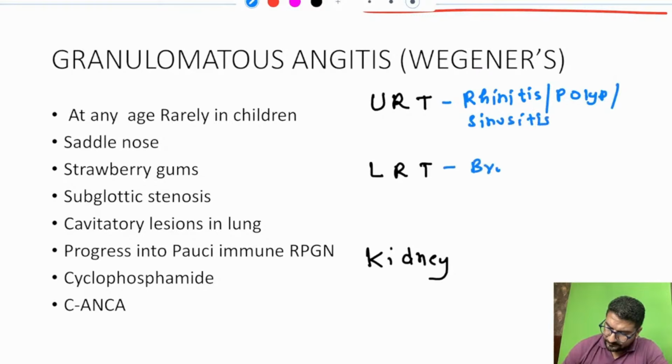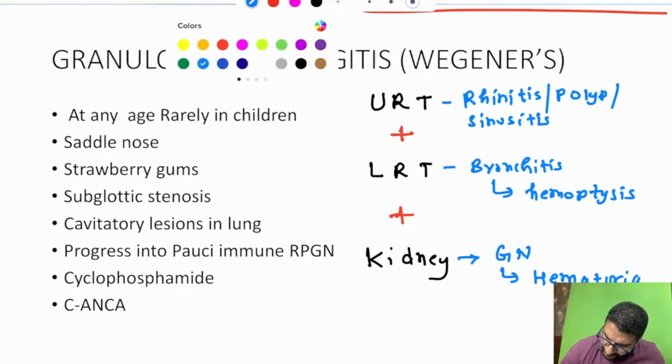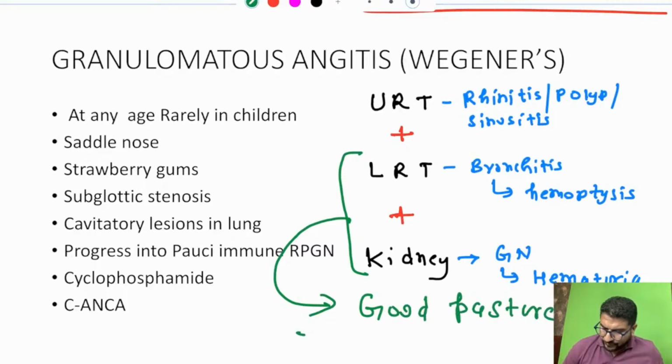Lower means bronchitis. ब्रोंकाइटिस की वजह से क्या होगा? Patient will have hemoptysis, and kidney involvement means glomerulonephritis. And because of glomerulonephritis you will notice there is hematuria. So now try to understand this thing. Patient will have upper respiratory tract involvement plus lower plus kidney. अगर मैं आपको बोलूँ upper का involvement ही नहीं है, there is only lower involvement and involvement of kidney, then this is not Wegener's, then this is Goodpasture. देखो अगर तीनों होंगे तो Wegener, अगर दो होंगे तो Goodpasture.